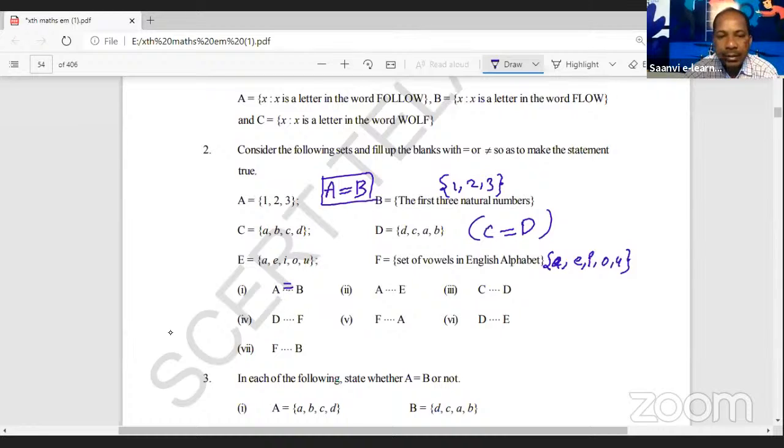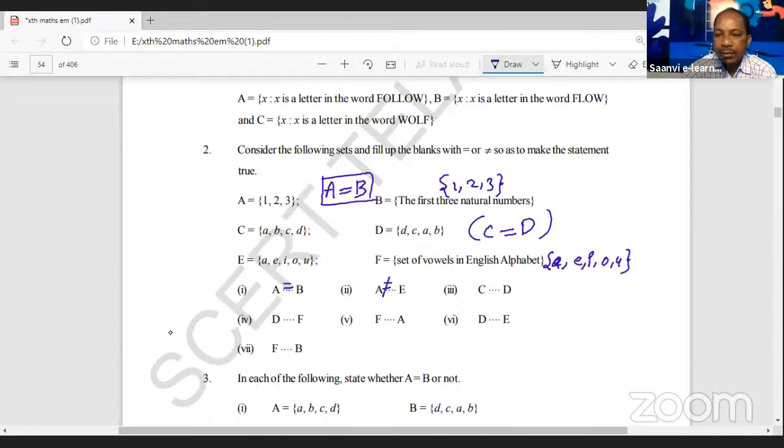Second one, A and E given. Are they equal, A and E? Set A and set E. In set A, 1, 2, 3 elements are there. In set E, AEIOU is there. Are they equal? No, they are not equal. Set A and E not equal.